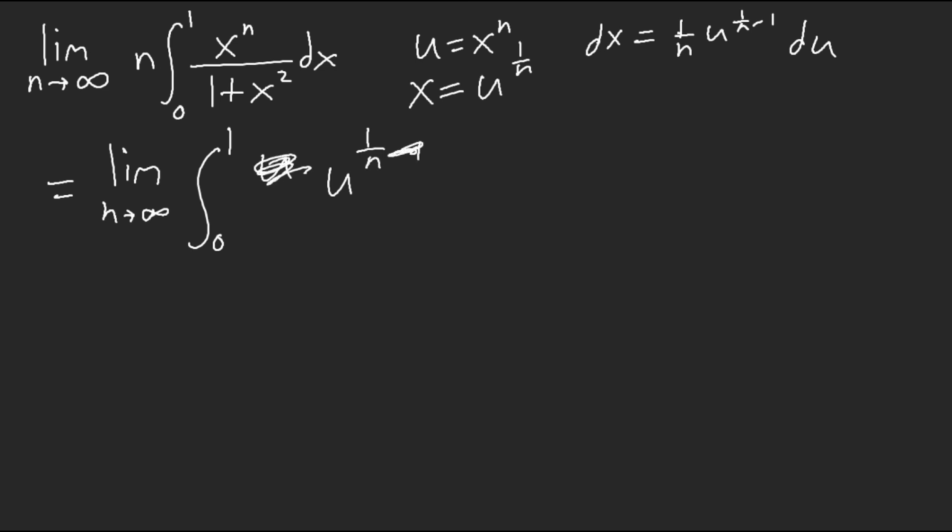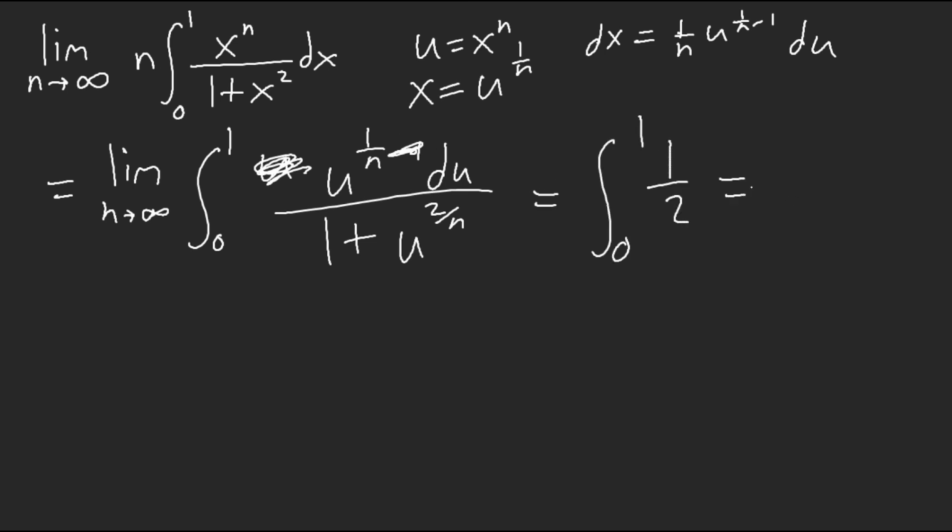Then here x to the n is u, times dx is u^(1/n - 1), which is what I like about this whole thing. It cancels out. du over 1 plus x squared is now u to the power of 2 over n, which will not matter because n is infinity, so this whole thing is going to equal 0. So we're just going to end up with 1/2. So I believe this integral is equal to 1/2.